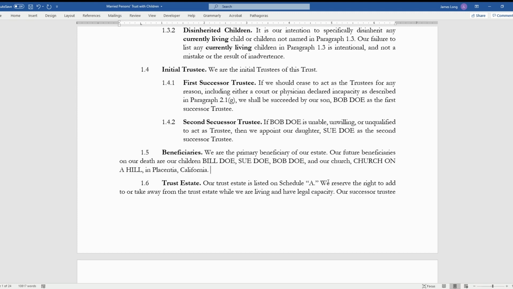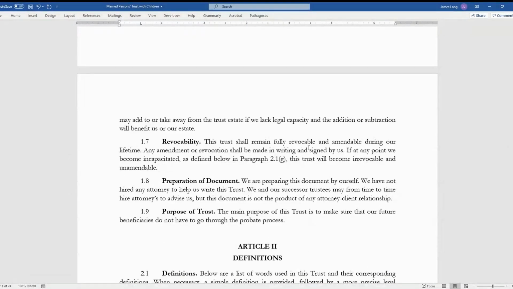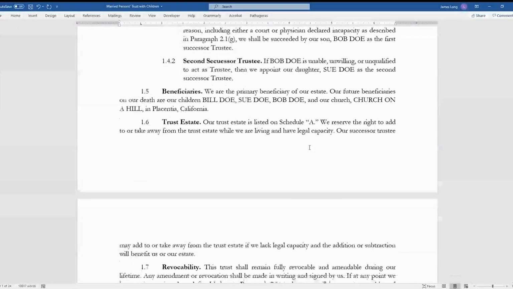A common example might be our church. Let's say you went to Calvary Chapel and it says, our church, Calvary Chapel. There's a lot of Calvary Chapels, but if you said our church, Calvary Chapel in Chino Hills, or our church, Calvary Chapel in Thousand Oaks, okay, well, now you know which church we're talking about here. Okay. All right, guys, and that is it. That is all the editing you really have to do until the very end of the document.